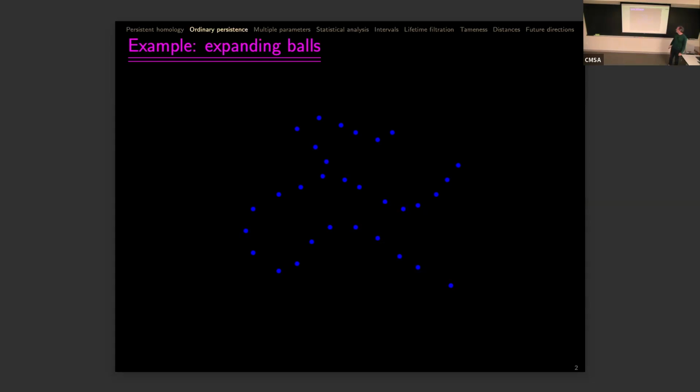What's the homology of this topological space, as I've written it here? Well, it's a bunch of connected components. Anyone want to guess how many connected components? This is always fun. 30? Yeah, that's pretty close, actually. There you go, 31.